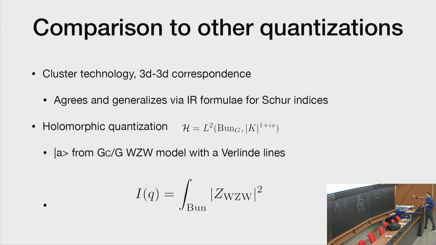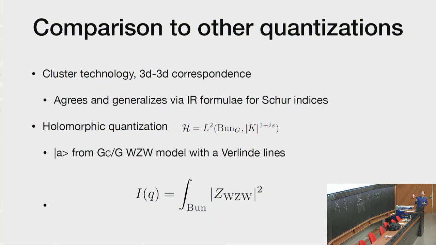Now, I want to spend a slide to compare with previous attempts to build a complex Chern-Simons theory. So there are two main ideas. The idea of using the skein algebra as a building block to build a quantization of complex Chern-Simons theory is, of course, not new. And actually, in the context of the 3D-3D correspondence, meaning wrapping the 6D theory on a 3D manifold, it could become very concrete. And it's absolutely compatible with that.